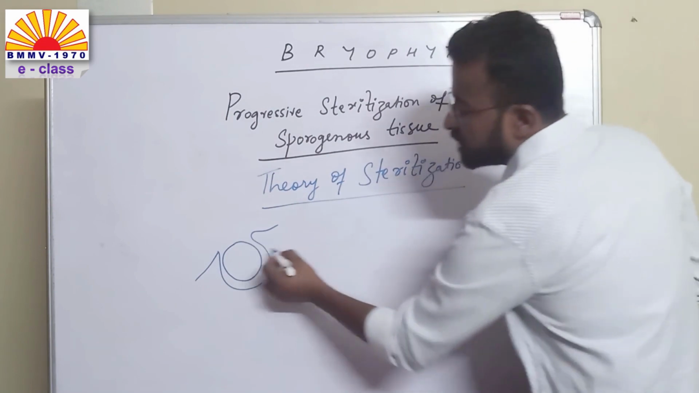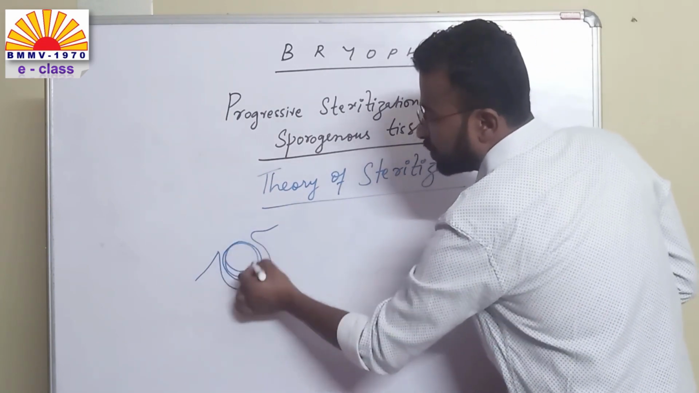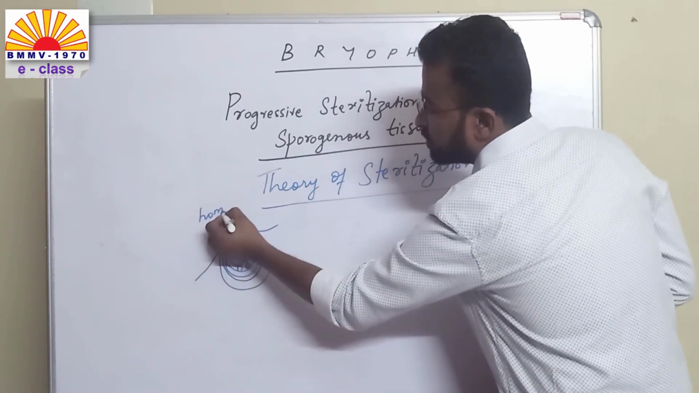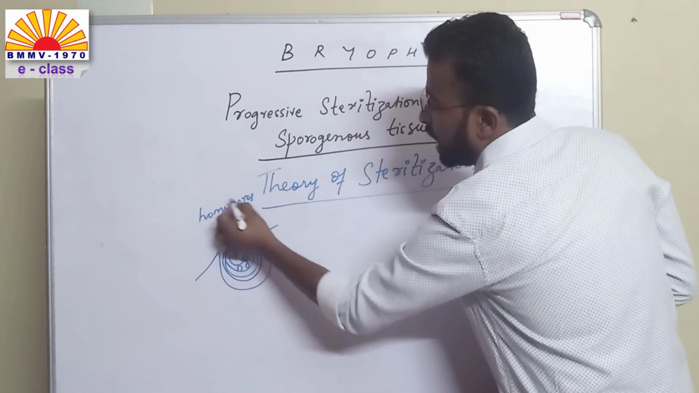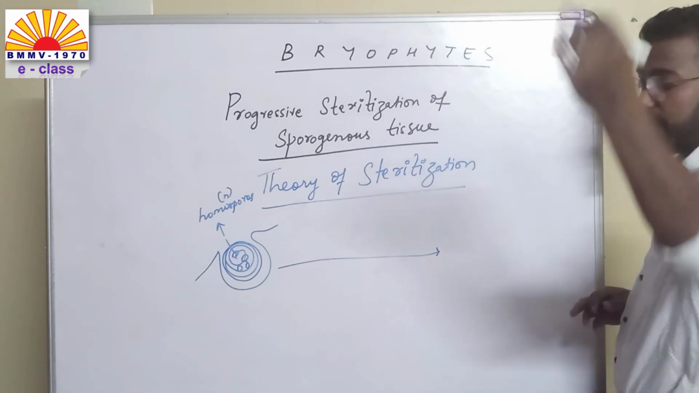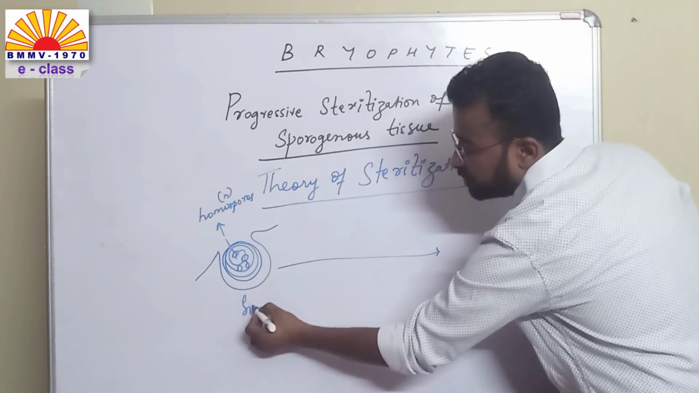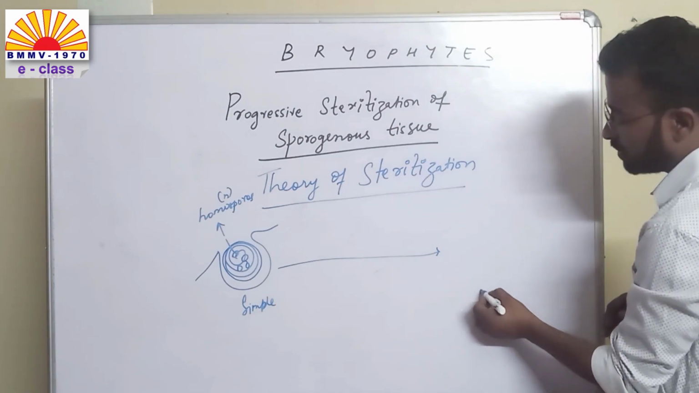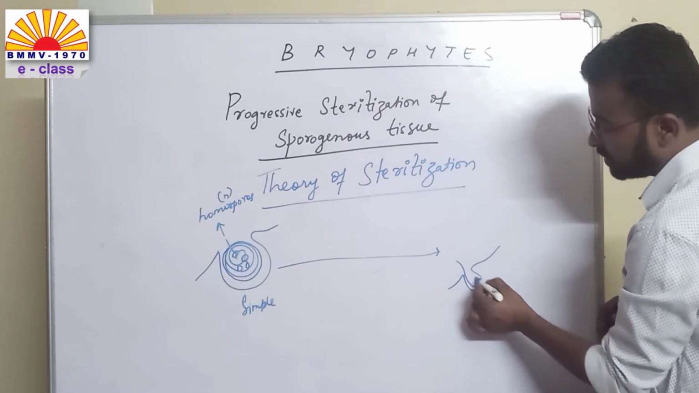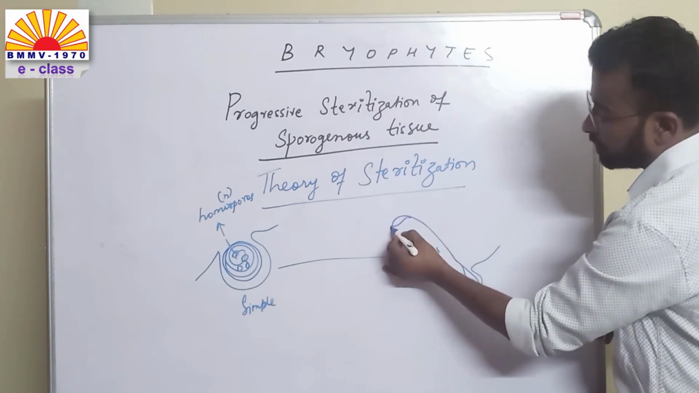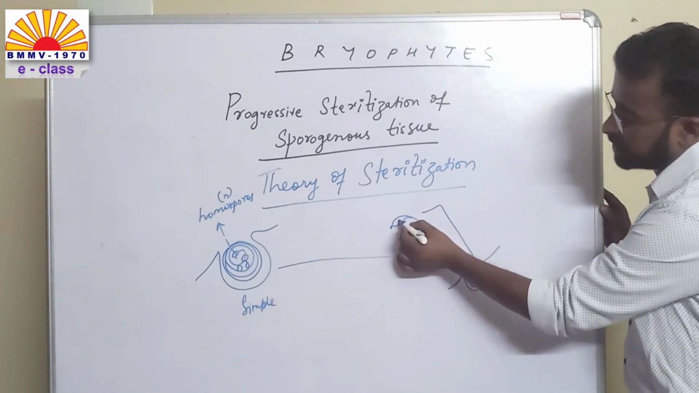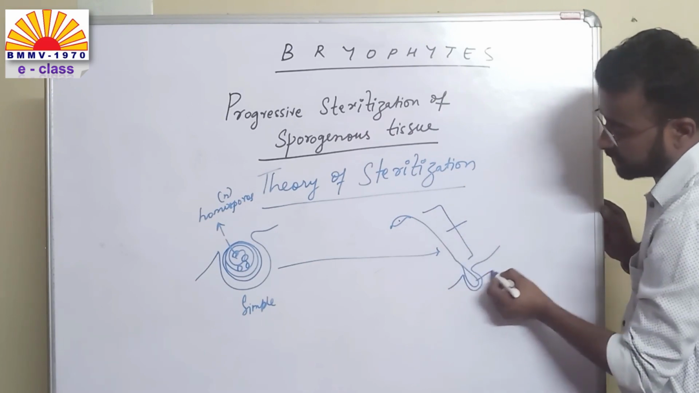Now, in simple condition, the entire sporophyte will produce spores, and those spores are homospores, haploid in nature. Now, ultimately, when you look into the higher bryophytes, these are simple type. And when you look into the higher type of bryophytes, inside the gametophyte, you will find the sporophyte, which is very well developed. This is the capsule area, this is the seta, and this is the foot.